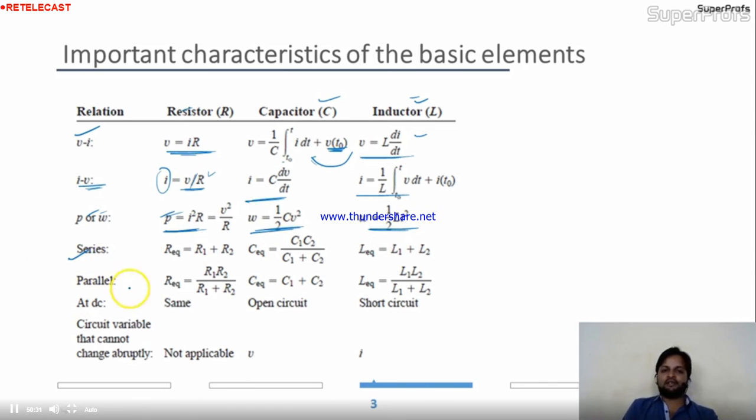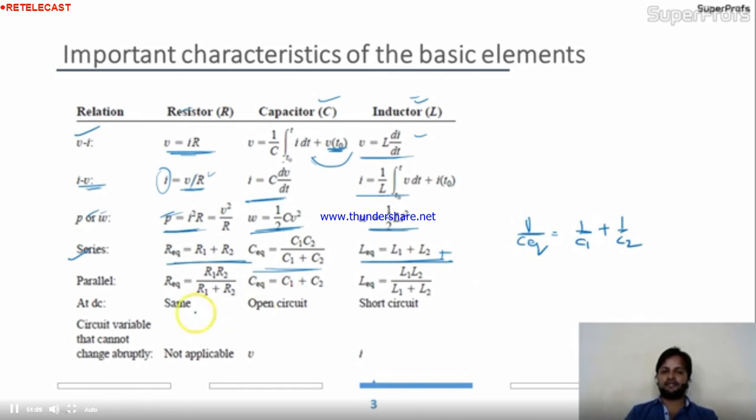The series combination of the resistors: R equivalent is R1 plus R2 plus R3 plus R4. Similarly, the inductor has the same formula. L equivalent is nothing but L1 plus L2 plus L3 if inductors are connected in series. But for the capacitor, the formula given for 2 capacitors is C1 C2 by C1 plus C2. Is it okay? Or the main fundamental formula is 1 by C equivalent is nothing but 1 by C1 plus 1 by C2. Is it clear to you?